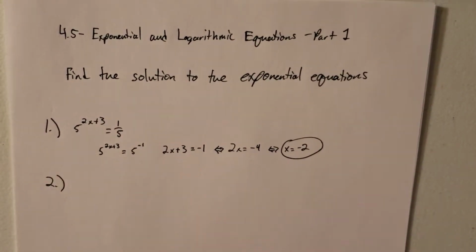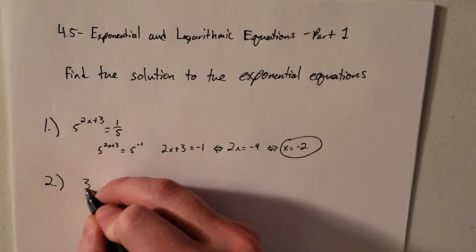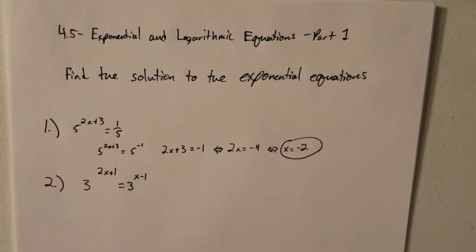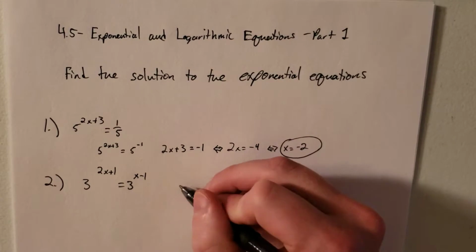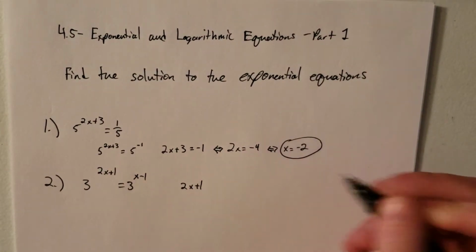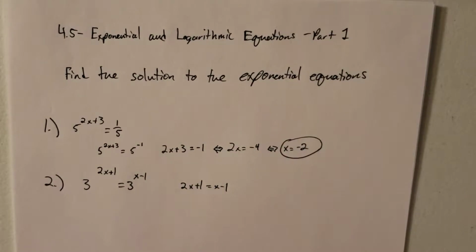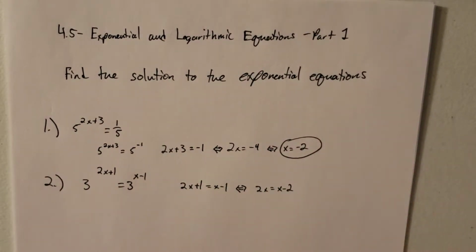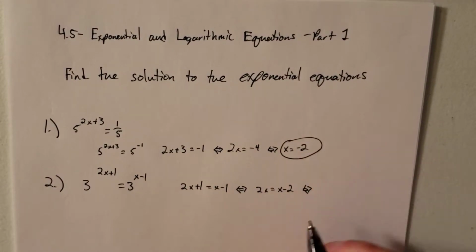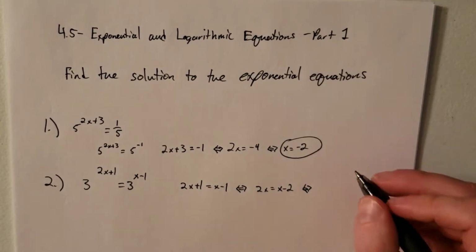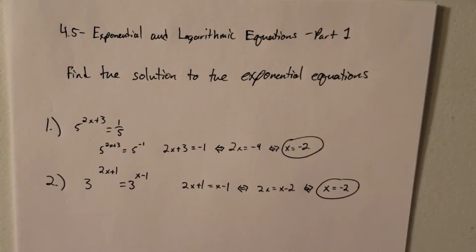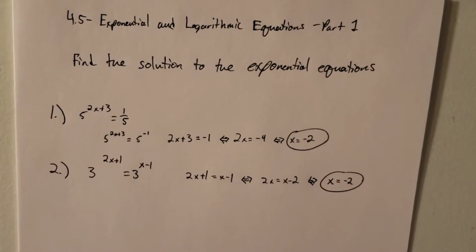We can do a similar problem here for number 2. So if we have 3 raised to the 2x plus 1 is equal to 3 raised to the x minus 1. Again, we have the same base, so then we can just set the exponents equal to each other to solve for x. All right, if I subtract 1 on both sides, we get 2x is equal to x minus 2. And then we can subtract x on both sides, and we get x is equal to negative 2. That was coincidental. I did not mean to do that with getting x equal to negative 2 on both of these.